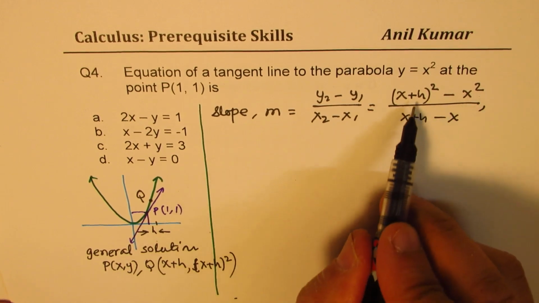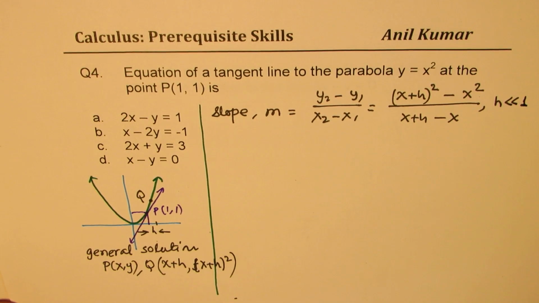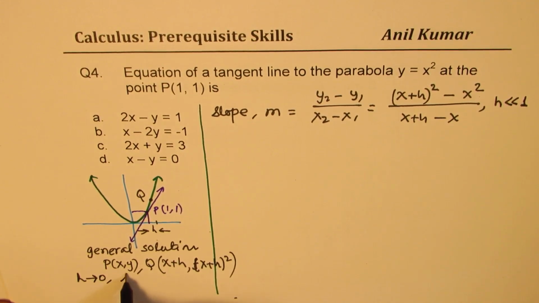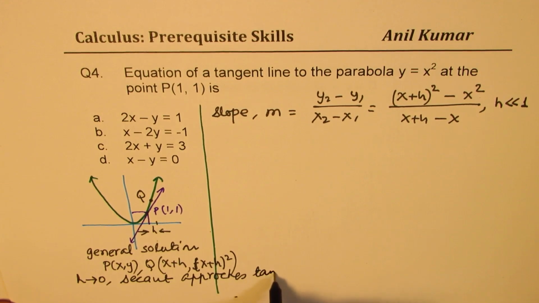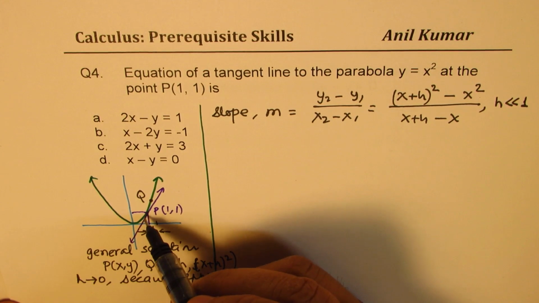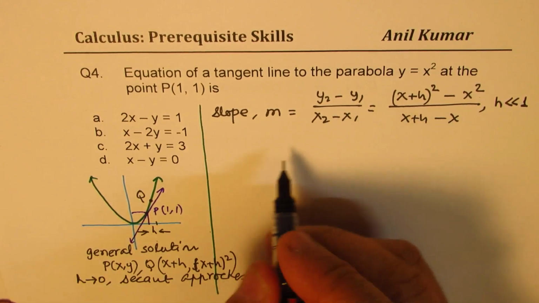So simple as that. Now here, h is very small, very, very small as compared to 1. Very close. Only then we get a tangent. Otherwise, we get a secant. So we're saying h is approaching 0 so that the secant approaches the tangent. Secant is a line which cuts through two different points, tangent is through one point, correct? Okay, so that is the concept.